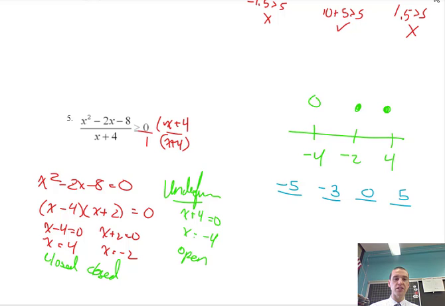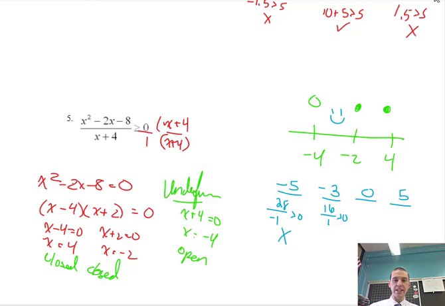Negative 5 squared is 25. Negative 2 times 5 is 10, so 25 and 10 is 35 minus 8 is going to give us a positive 28 over negative 5 plus 4 is negative 1. Is that greater than 0? No, it is not, as in 28 divided by a negative is a negative number. Let's test negative 3. That's 9 plus 6 is 15 minus 8 is then 16 divided by negative 3 plus 4 is 1. Hey, that is greater than 0. A positive number is greater than 0.